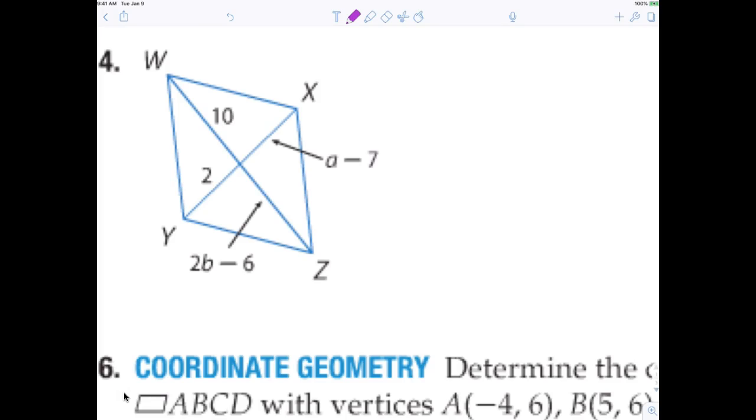Can anybody tell me what they think is true now? Where WZ intersects XY, well, yep, this a minus 7 and 2 are the same. Yes, exactly. So what I need you to make sure you write down there is that the diagonals of a parallelogram bisect each other. The diagonals of a parallelogram bisect each other.